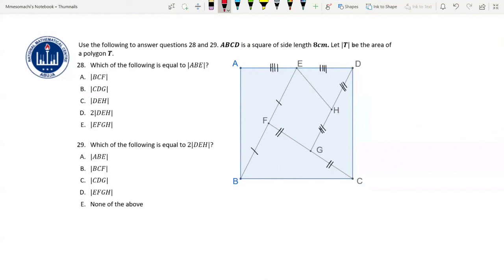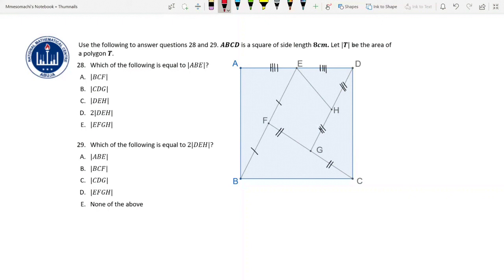We're given that ABCD is a square with side length 8 cm. We're using this symbol to denote the area of a polygon. For number 28, we want to find which of the areas in the options is equal to the area of ABE. For number 29, which of the areas in the options, either none of the above or A to D, is equal to twice the area of triangle DEH.